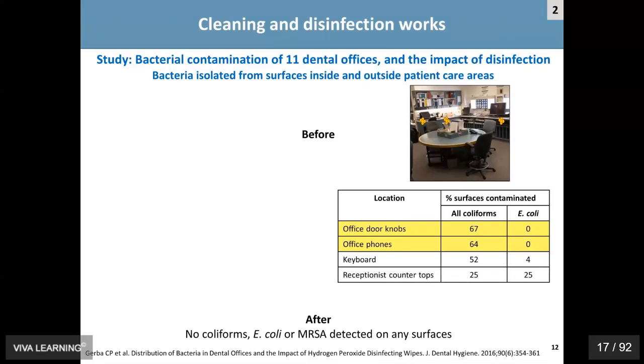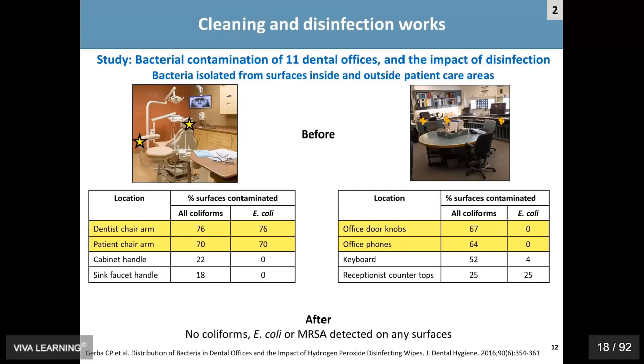So this is an interesting study, bacterial contamination of 11 dental offices and the impact of disinfection. Basically, all these surfaces, doorknobs, phones, keyboards, countertops, the reception area, actually had bacteria. As you can see, there's a list of all coliforms as well as E. coli. After basic disinfection, they weren't able to detect any on the surfaces. So think of other surfaces in your office besides just the obvious ones that are in your operatory.